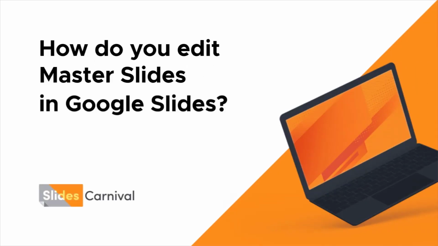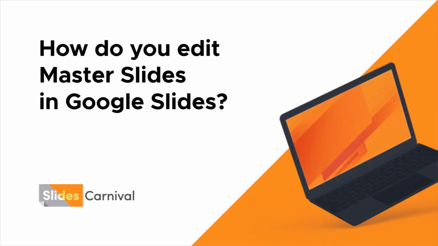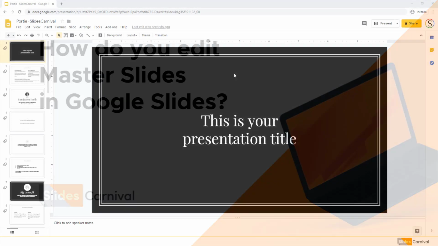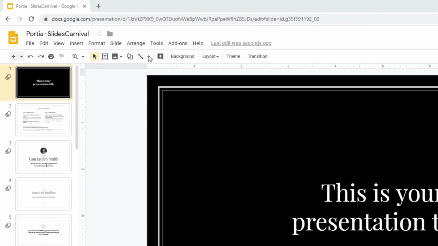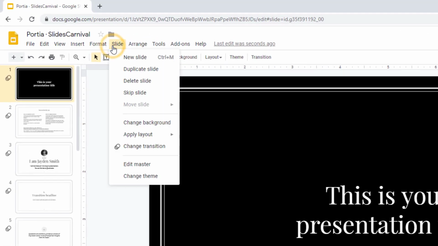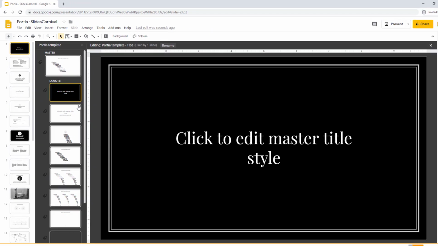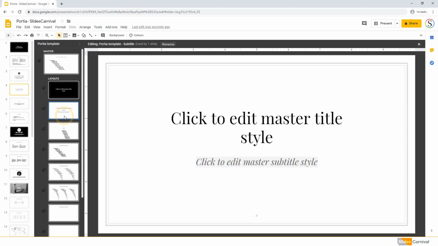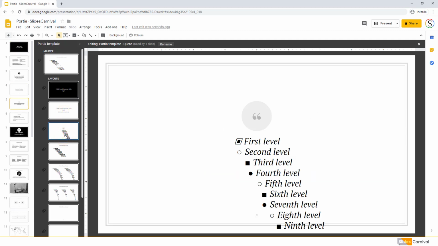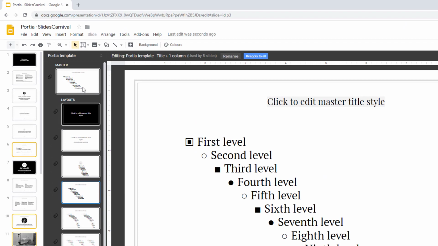How do you edit master slides in Google Slides? If you want to change something on all slides of your presentation, you can edit the master slide. To do so, open the Slide menu. Then select Edit Master. The presentation will switch to the Master Template Editor, and you'll see all the layouts available in the left pane.